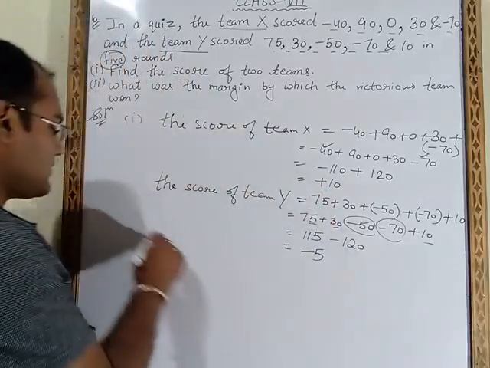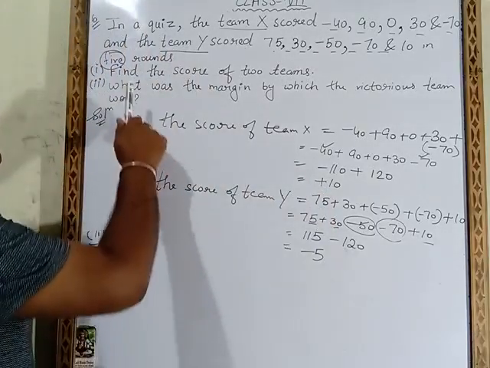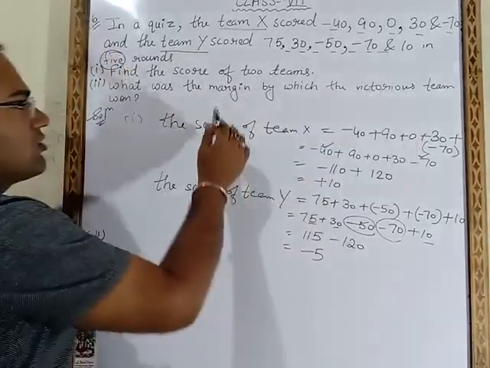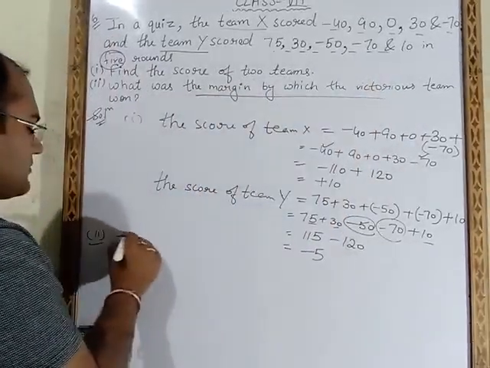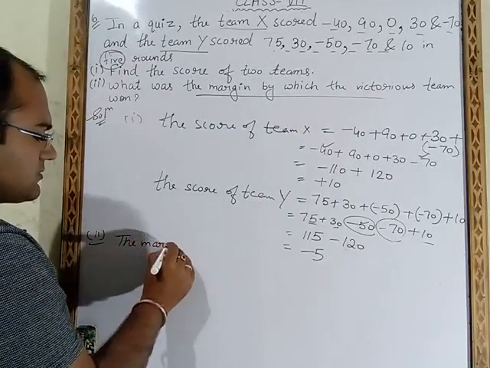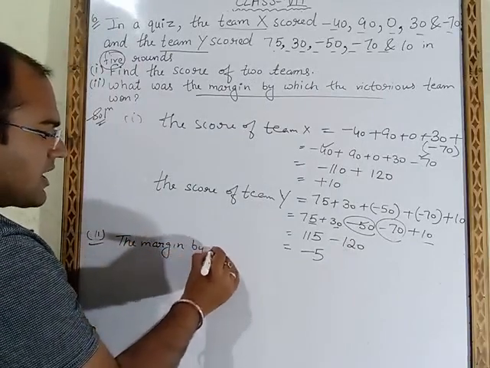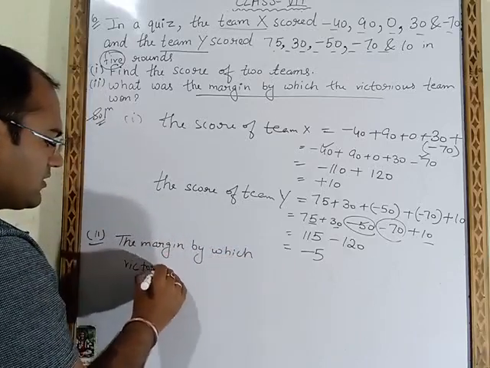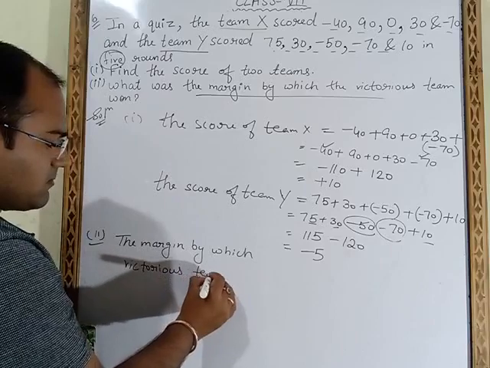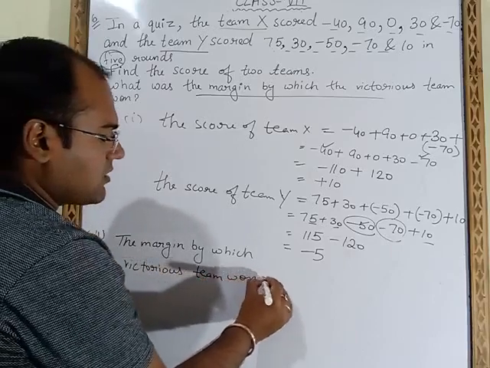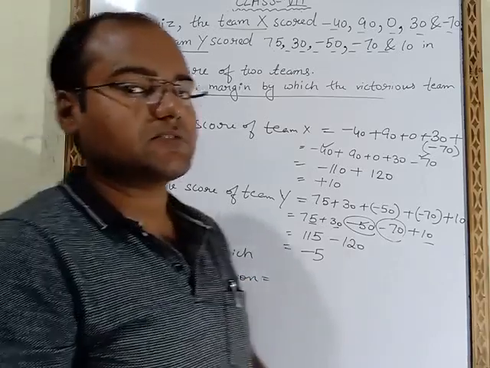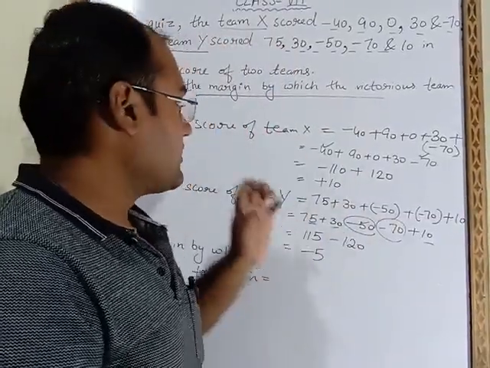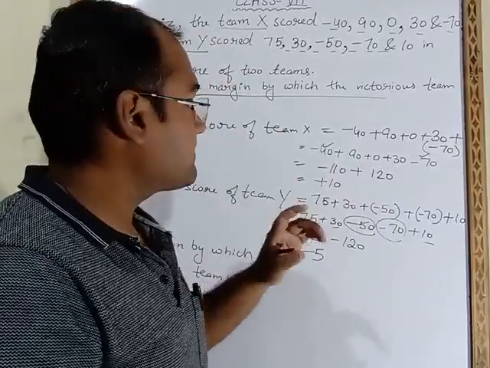Now second part is, what was the margin by which the victorious team won? So you have to write this full line. The margin by which victorious team won. So we have to find the difference between the score of these two teams, Team X and Team Y. So who got more mark?